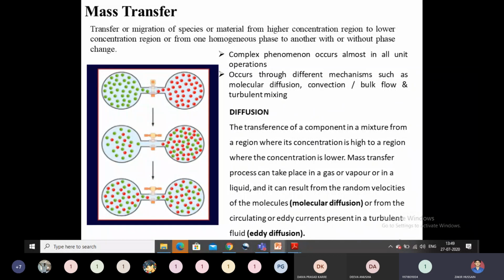They will ask what is Fick's first law of diffusion, and for the 2 marks questions they can ask the relationship between fluxes, which is NA is equal to N xA plus JA. Then they can ask what is molecular diffusion and what is eddy diffusion. We can define molecular diffusion as the diffusion taking place due to laminar flow conditions, the transfer of molecules from one region to another region in normal conditions.